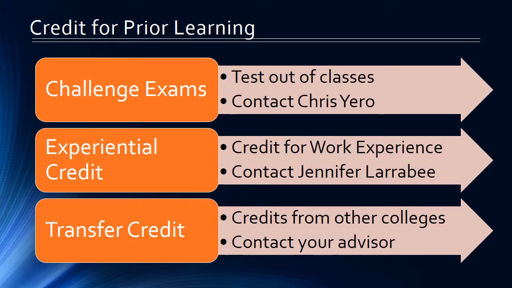Some classes in your program have credit for prior learning options. So a list of courses that offer credit for prior learning, or CPL, can be found on your program's Blackboard site. CPL offers credit for skills that you already have studied or have experienced. And there are three types of CPL.